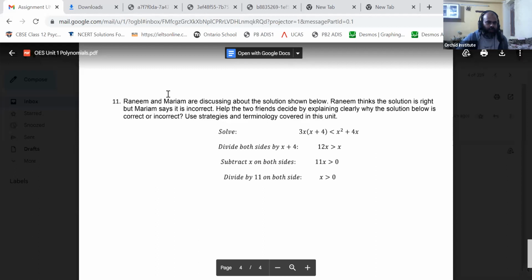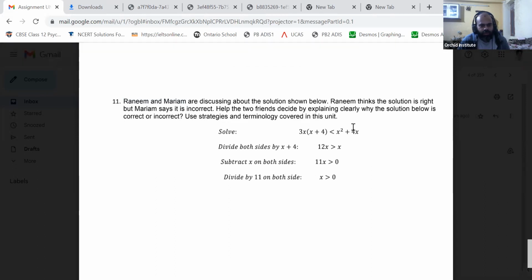Yeah, this one is the last question, sir. Raneem and Mariam are discussing the solution shown below. Raneem thinks the solution is right, but Mariam says it is incorrect. Help the two decide by explaining clearly why the solution below is correct or incorrect. Use the strategies and terminology covered in this unit. Solve 3x(x + 4) < x² + 4x. Divide both sides by x + 4.